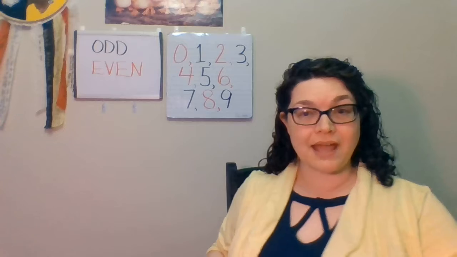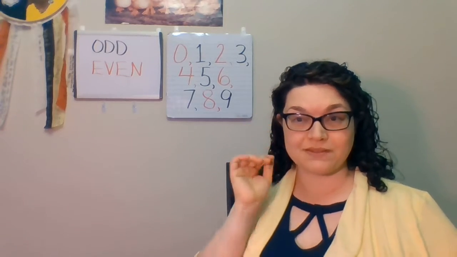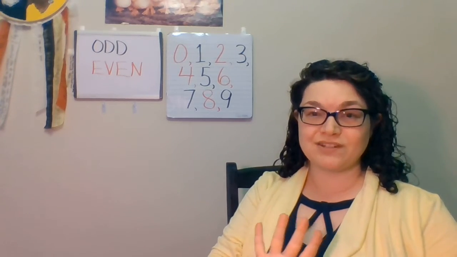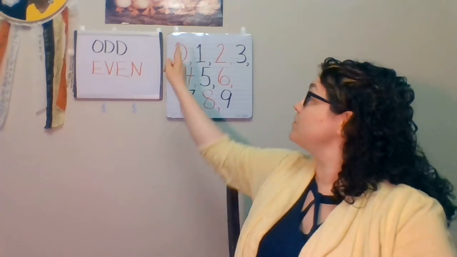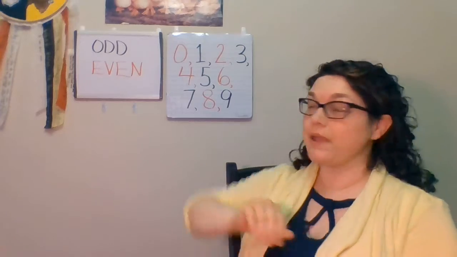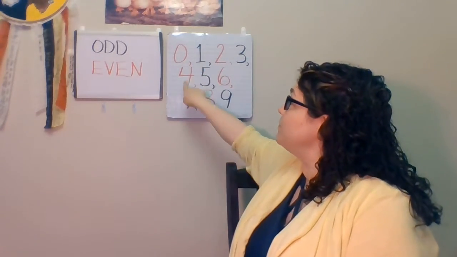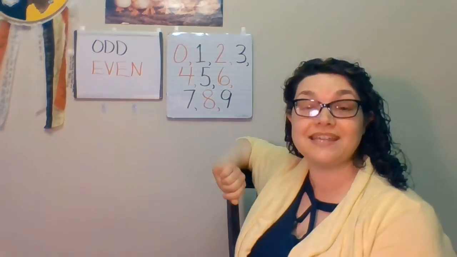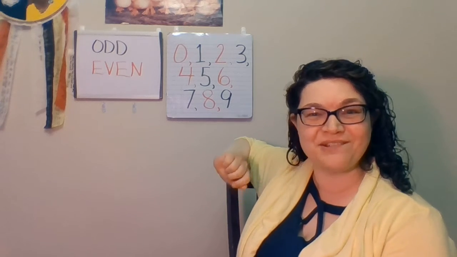Now if you remember, we had a couple of little rhymes to help us remember this. So we're going to try that out. Let's start with the even numbers, which are the red ones. I got that right this time. And let's say that rhyme. 0, 2, 4, 6, and 8. Even numbers are so great.